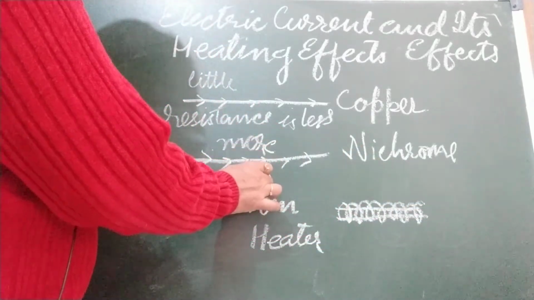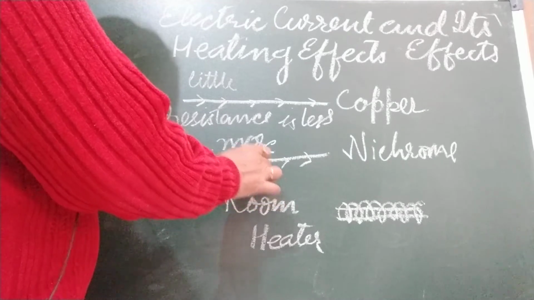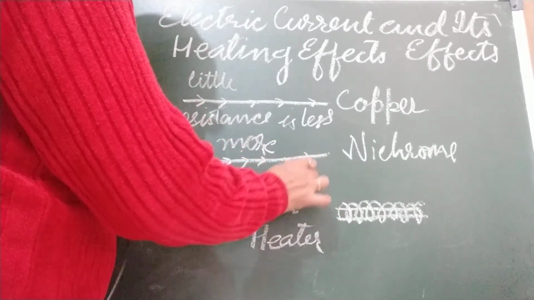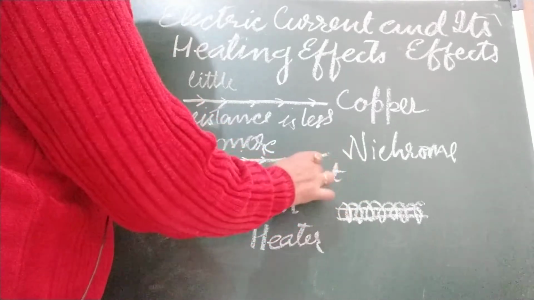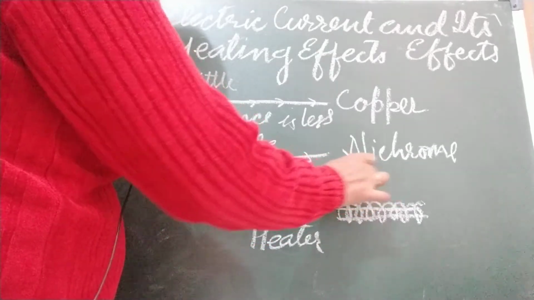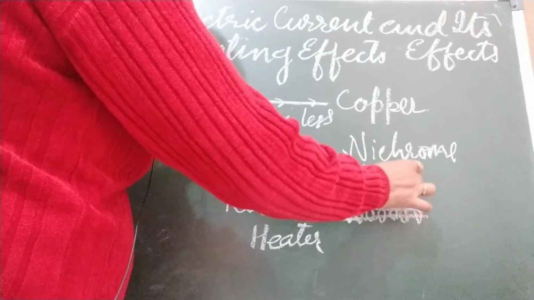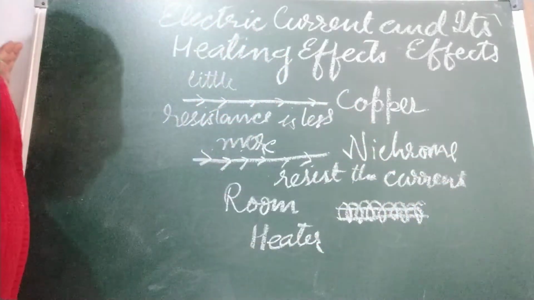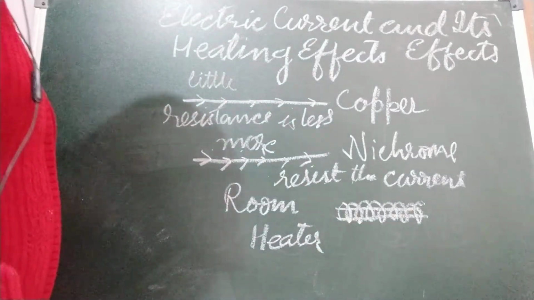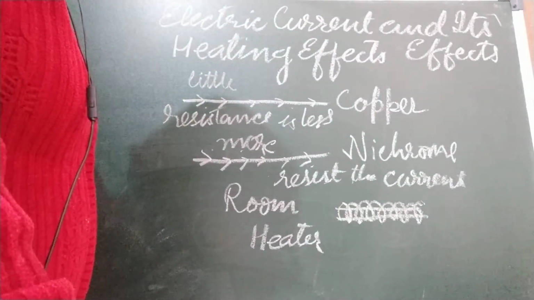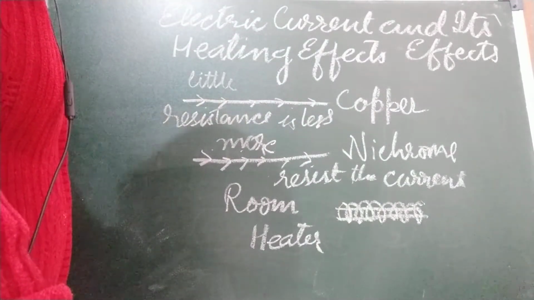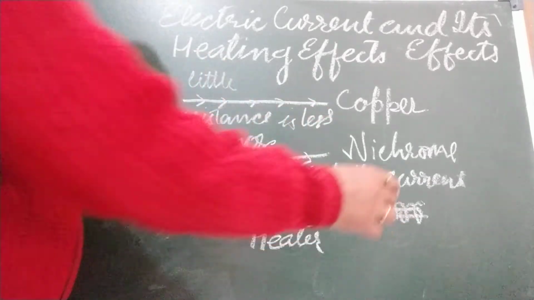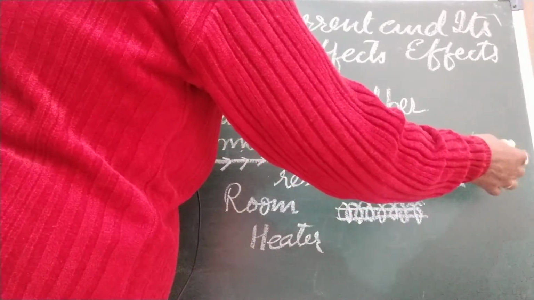It resists the current. Why does it heat up more? Because it resists the current. Okay, it resists the current and heats up more. And this heating we utilize in these gadgets like room heater, water geyser. Okay, so we will say that nichrome, and one more I am telling you, tungsten.